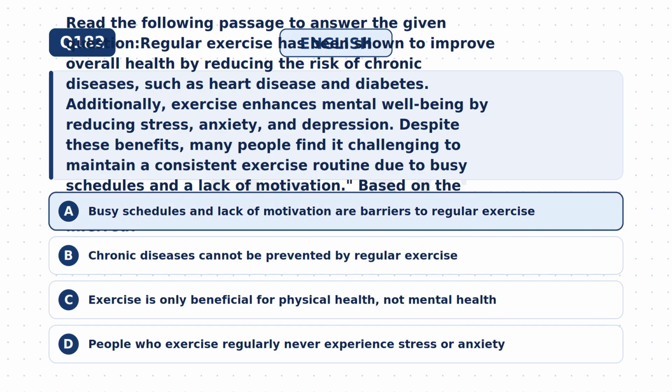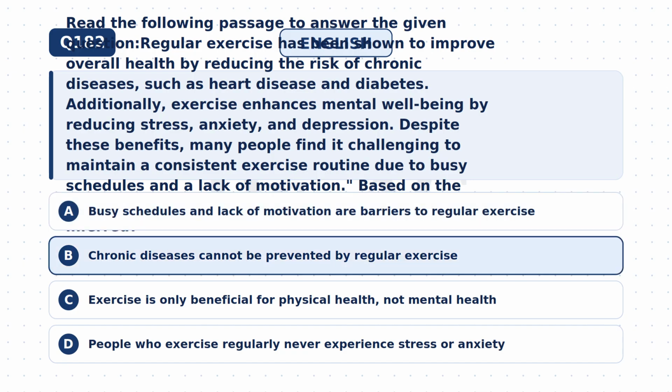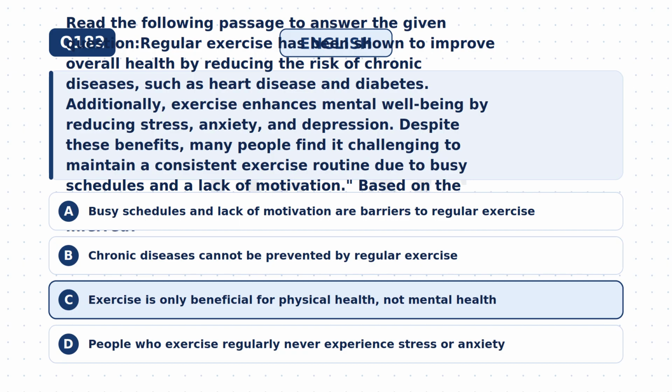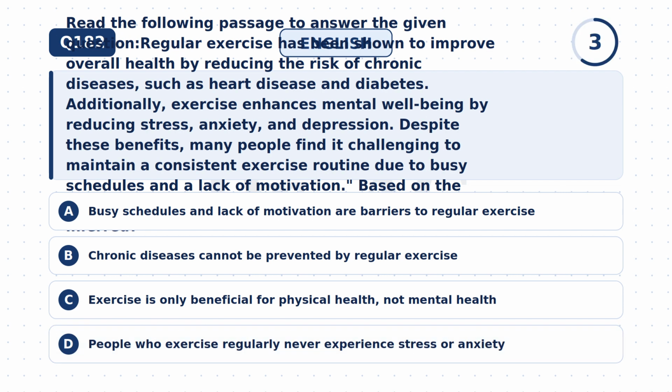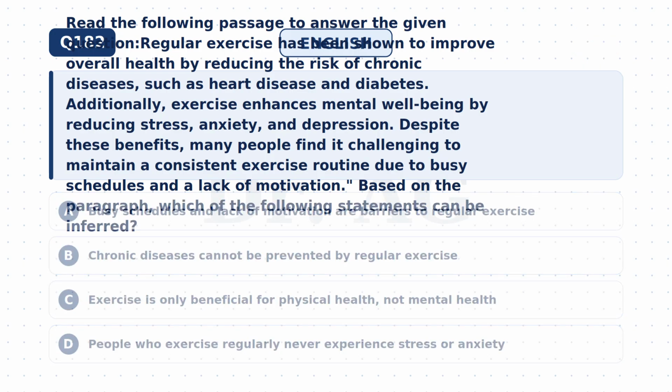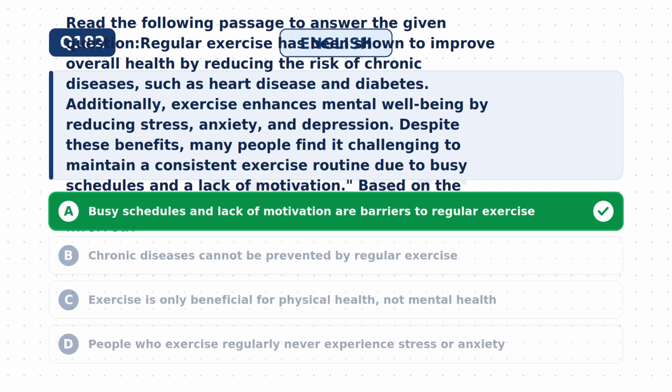Option A, busy schedules and lack of motivation are barriers to regular exercise. Option B, chronic diseases cannot be prevented by regular exercise. Option C, exercise is only beneficial for physical health, not mental health. Option D, people who exercise regularly never experience stress or anxiety. The correct answer is A, busy schedules and lack of motivation are barriers to regular exercise.